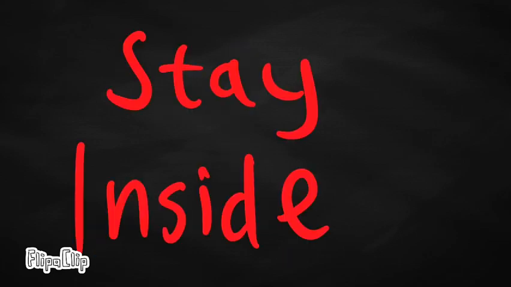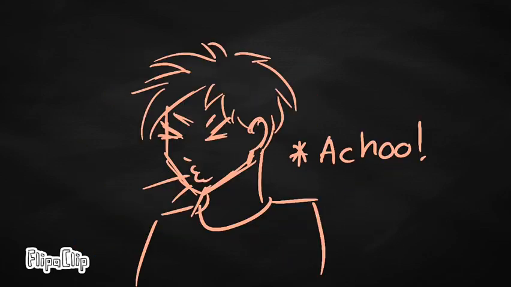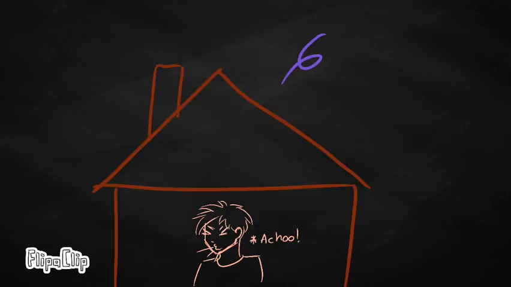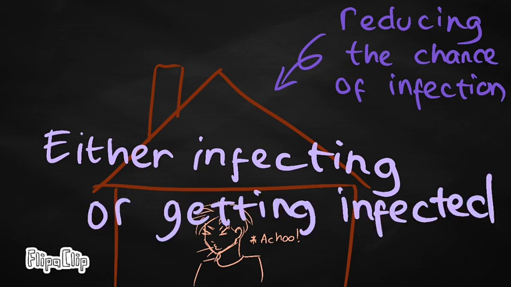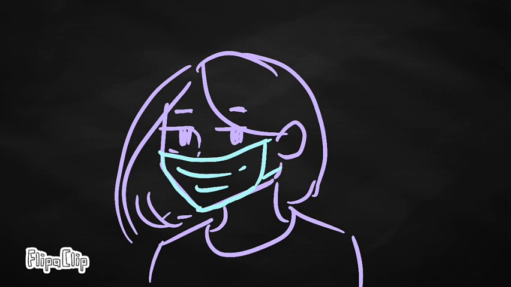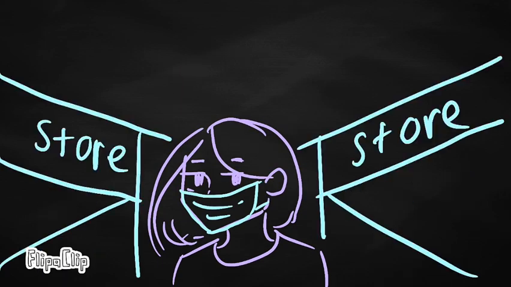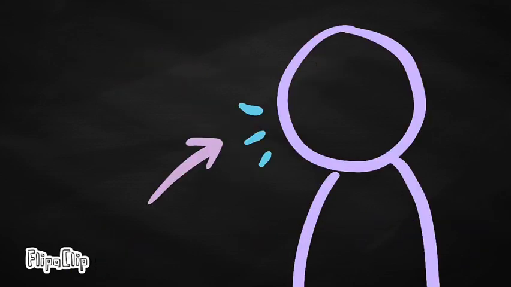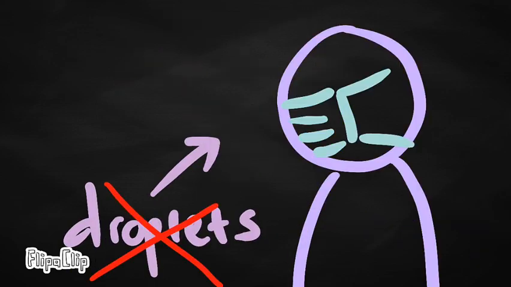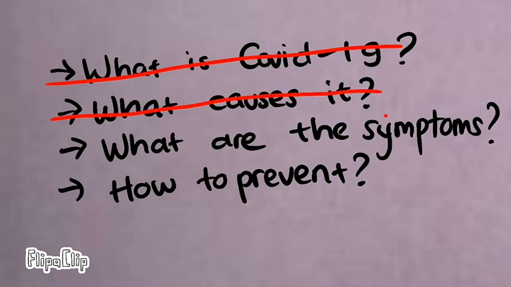Fourth, we need to stay at home or self-isolate, especially when we show the symptoms. This is important so we could reduce the chance of infecting or getting infected by other people. Last but not least, we need to always put on our mask wherever we are going. By putting on our mask, we could reduce the chance of spreading our droplets or getting exposed to other people's droplets.